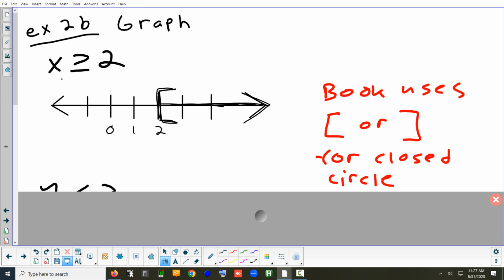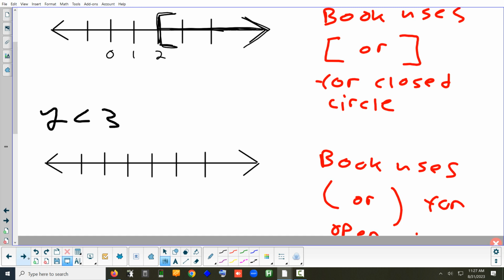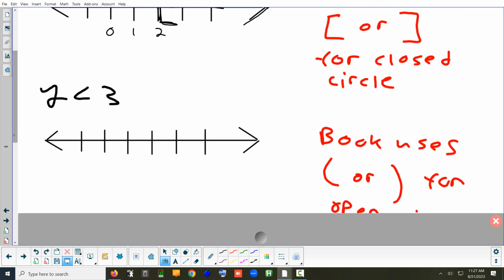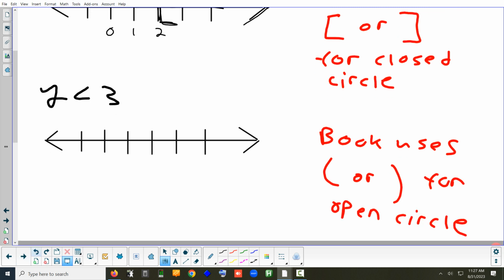When you're drawing it by hand or on the computer, you can stick with the open and closed circle if you want. But you do need to know what that symbol means. So bracket can be used in place of the closed circle. Parenthesis can be used in place of the open circle. Same deal. When you put the parenthesis, you've got to put it the way you're going to shade. So you've got to think about it a little bit.